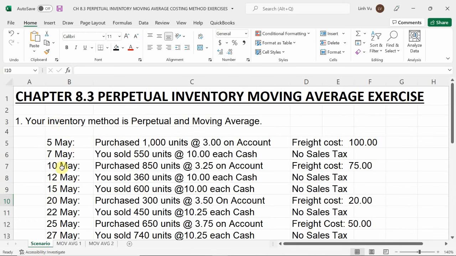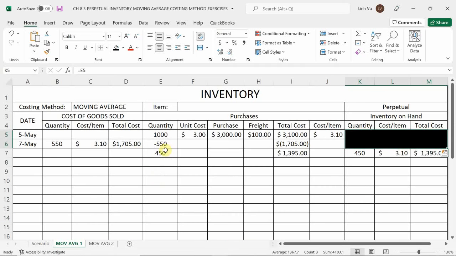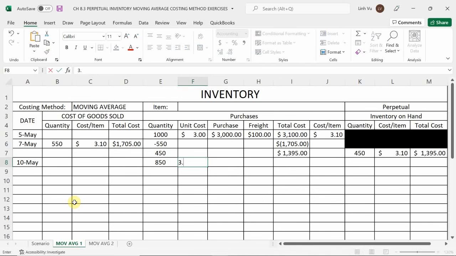So here on May 10, we end up purchasing 850 units at $3.25 each with a freight of 75. So 850, 3.25, and 75. Okay. So it is May 10. We purchased 850 units at $3.25 with a freight of 75. Okay. So let's add up my tallies here.